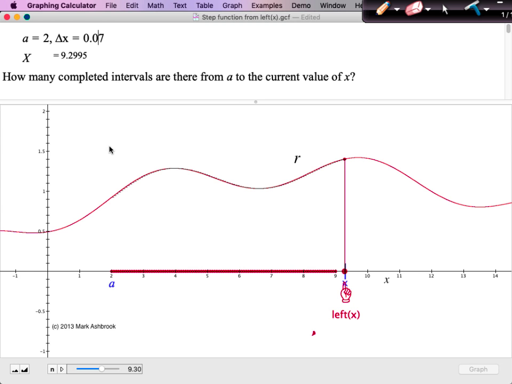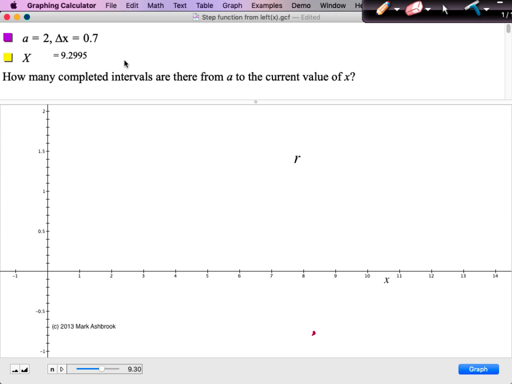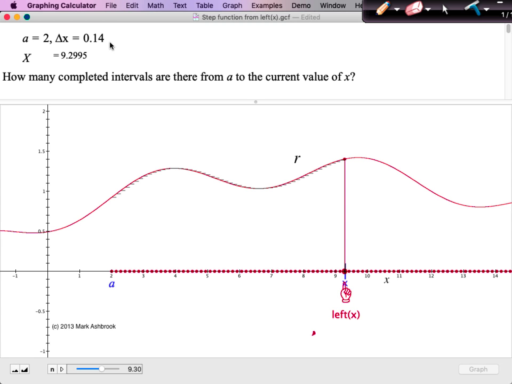Now delta x is 0.14 and x is 13.137 and a is 2. How many completed intervals are there? Figure out how many completed intervals there are. And now counting is not allowed. Can you do it? Do the math.